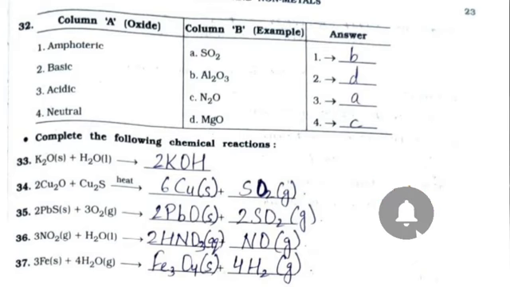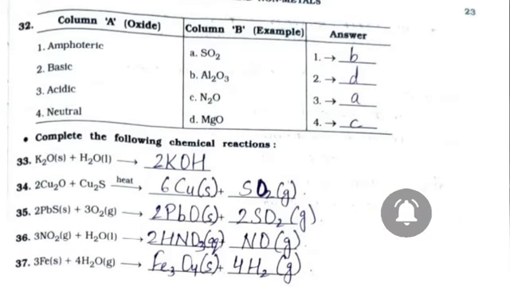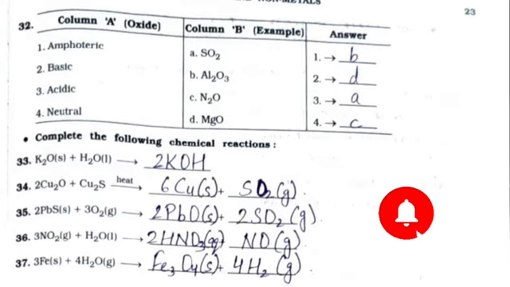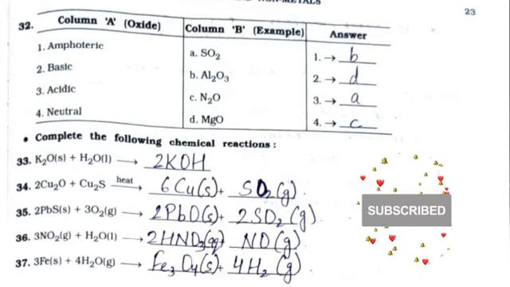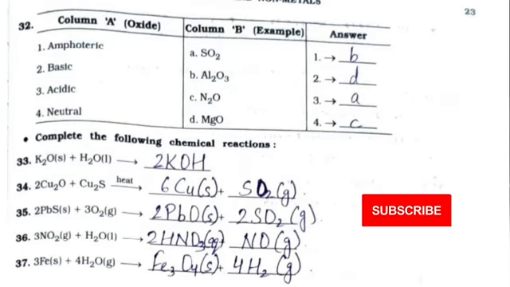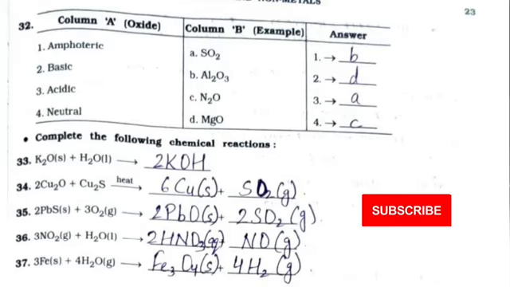Now the next question is complete the following chemical reactions. 33. K2O plus H2O gives 2KOH. 34. 2CuO, Cu2O plus Cu2S in presence of heat gives 6Cu plus SO2. 35. 2PbS plus 3O2 gives 2PbO plus 2SO2. 36. 3NO2 plus H2O gives 2HNO3 plus NO. 37. 3Fe plus 4H2O gives Fe3O4 plus 4H2.